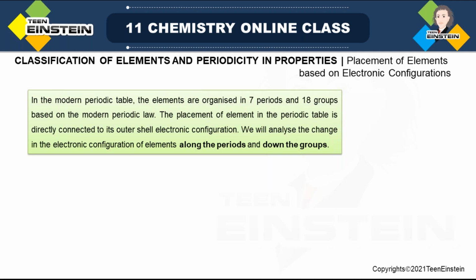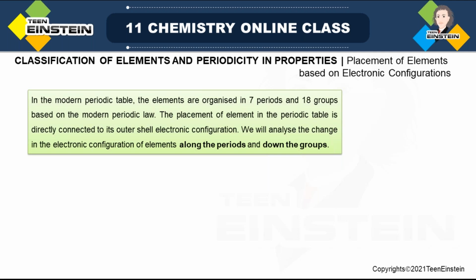So separately, first you will see how the EC is changing when you are moving horizontally along the period, that is, in the same period, starting from group 1 up to 18. Then try to see what the change in EC is and what effect that change has on the properties of the elements. Then also analyze, when you are moving down the group, what the change in EC is and how it is affecting the properties.